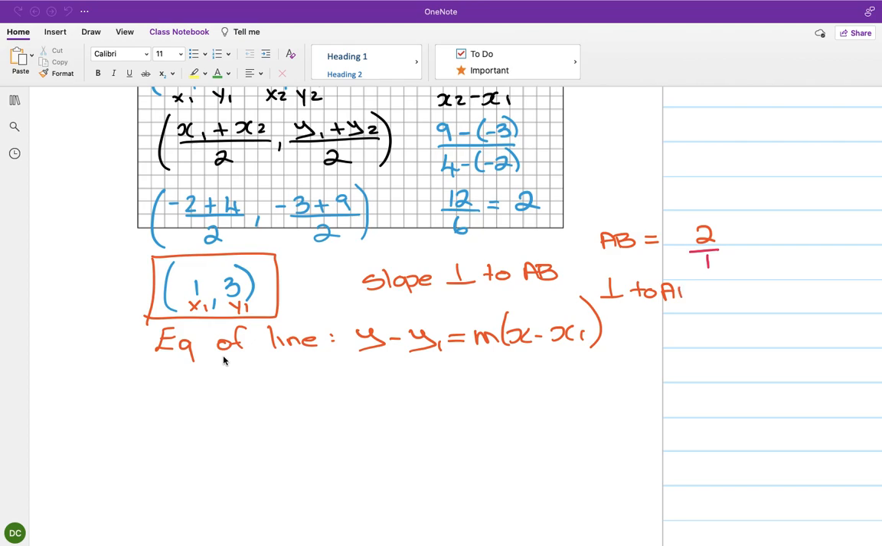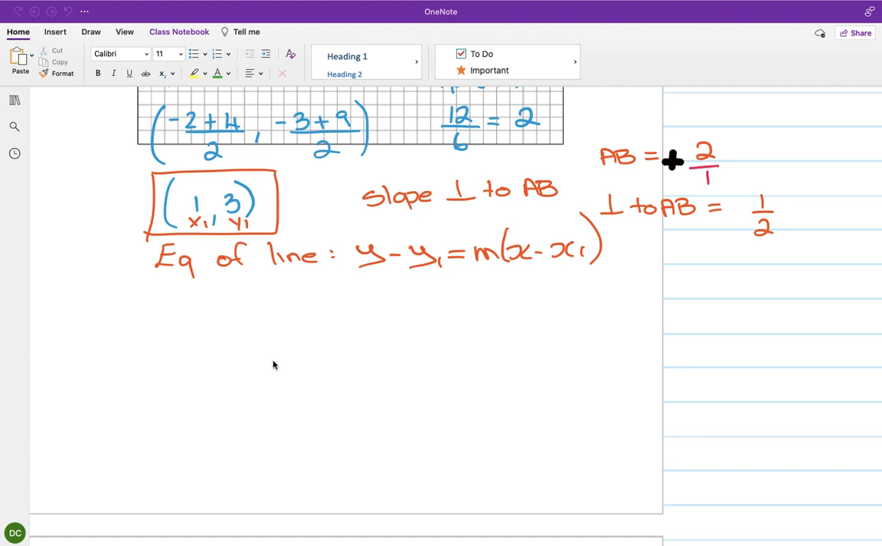And then instead of it being positive, which it is at the minute, I make it negative. So I flipped it, and AB had a positive slope, so then my one has a negative slope. So now I can sub in. So y minus 3 equals minus a half x minus 1.